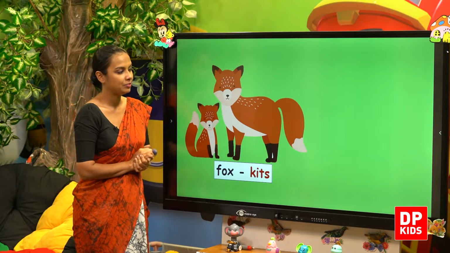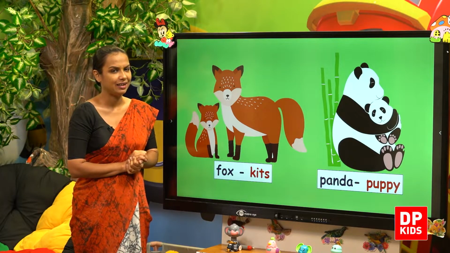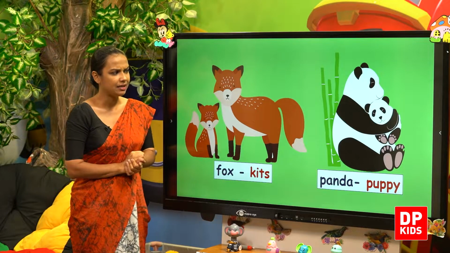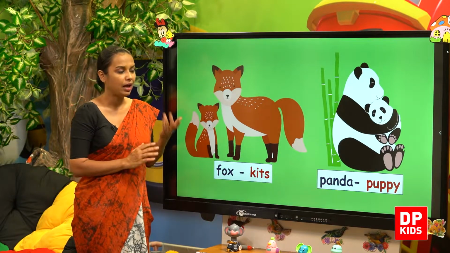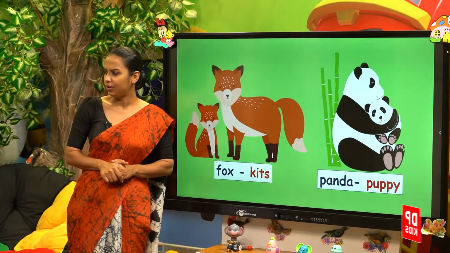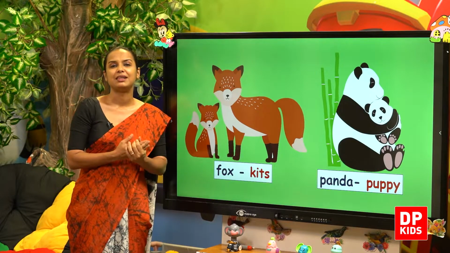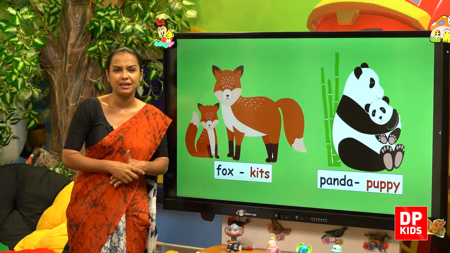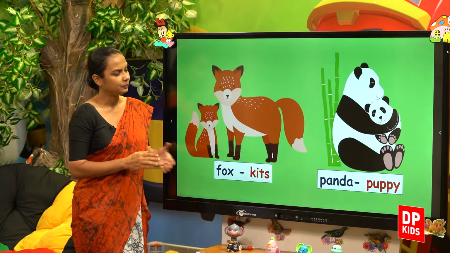And here we come with a panda. Panda. And the baby panda is called a puppy. Do you know that, kitty? A baby panda is called a puppy. Right.